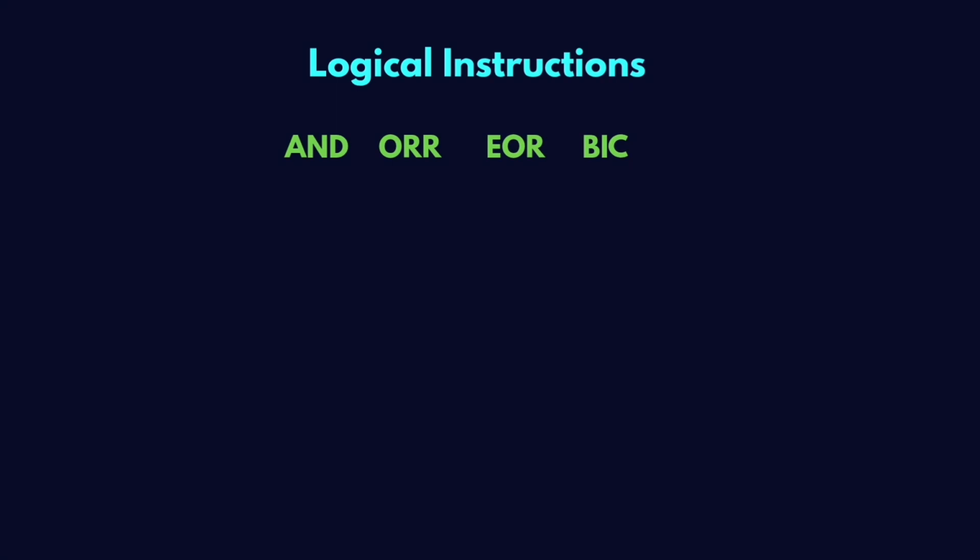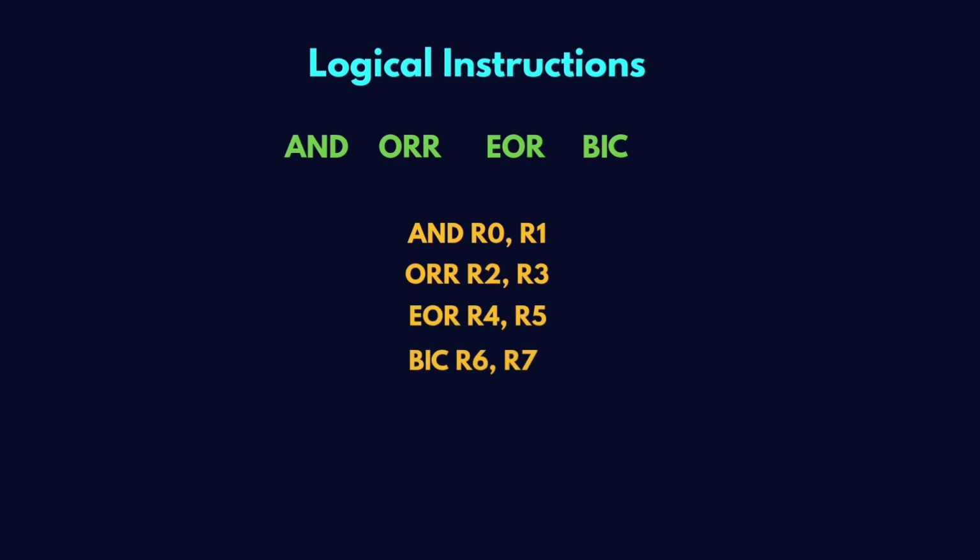Let's start with the logical instructions. Thumb-1 supports the core bitwise logical operations such as AND, OR, exclusive OR, and bit clear. All four instructions use the same simple two-operand syntax: AND R0, R1; OR R2, R3; exclusive OR R4, R5; bit clear R6, R7. In every case, the destination register also acts as the first source operand. For example, when we say AND R0, R1, it performs R0 AND R1 and stores the result in R0.